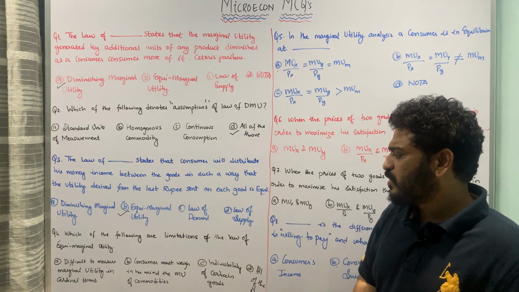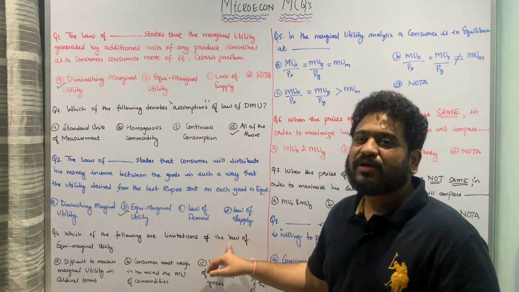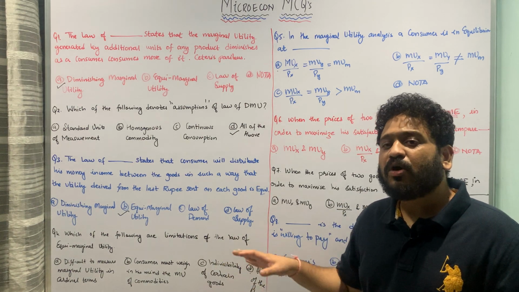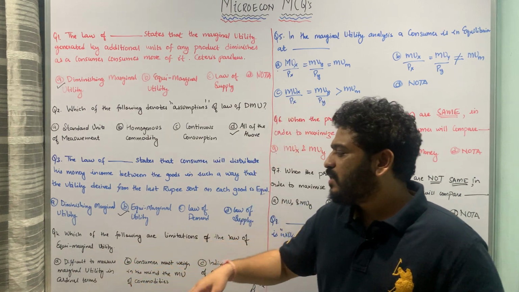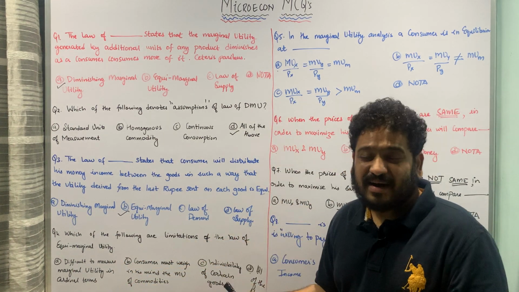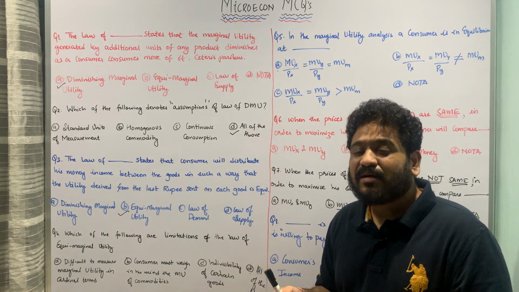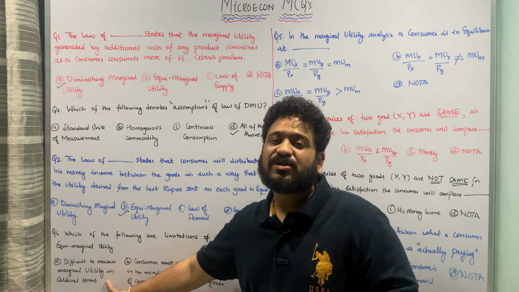Let us now move to the next question, which is talking about the limitations of the law of equi-marginal utility. What are the limitations to the law of equi-marginal utility? The first option is talking about difficulty in measurement of marginal utility in terms of cardinal numbers. That means in terms of numbers, it is really difficult to measure the marginal utility.